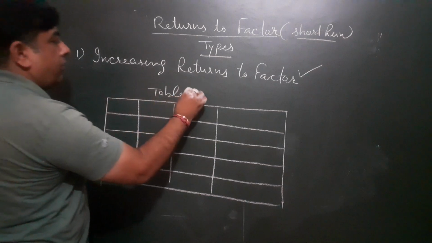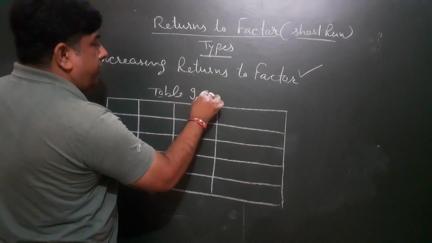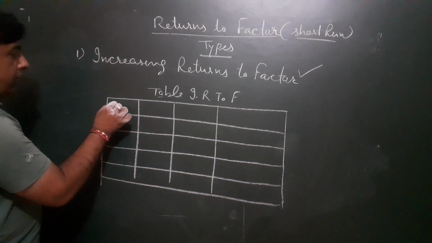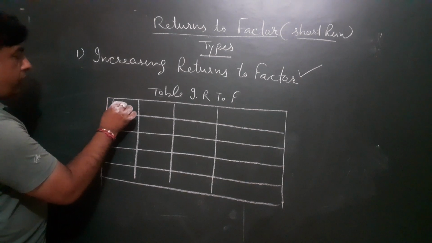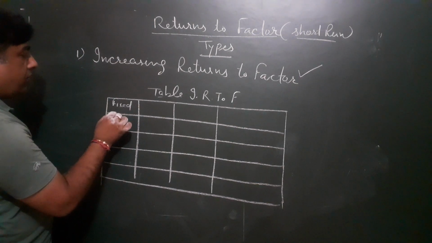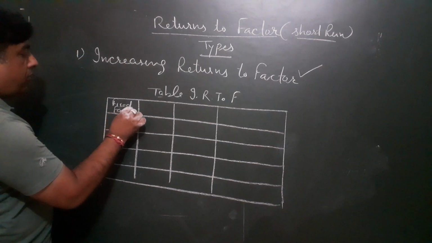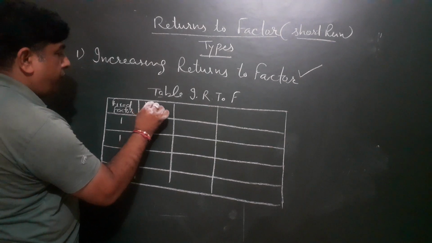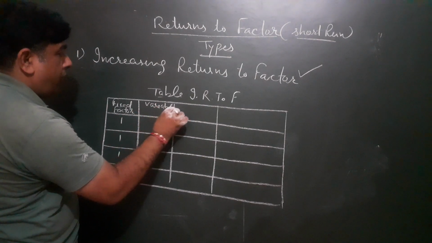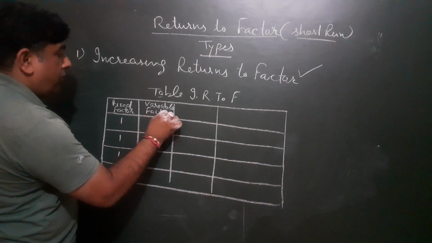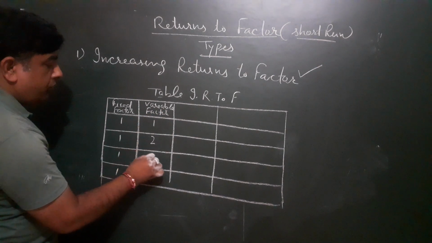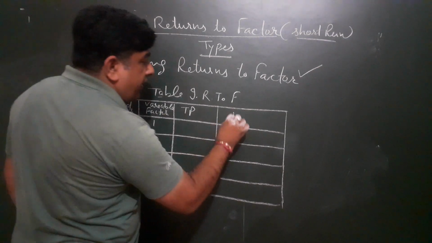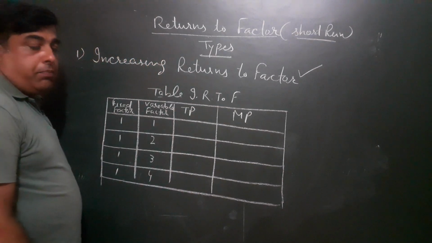Table showing increasing returns to factor. Fixed factor: 1, 1, 1 and 1. This is a variable factor. For example, 1, 2, 3 and 4. This is TP, total production, and this is MP, marginal production.